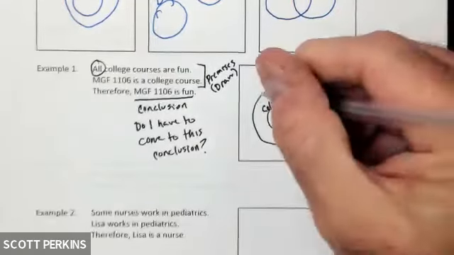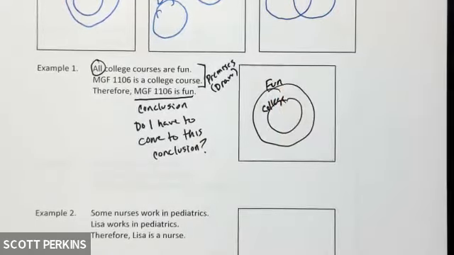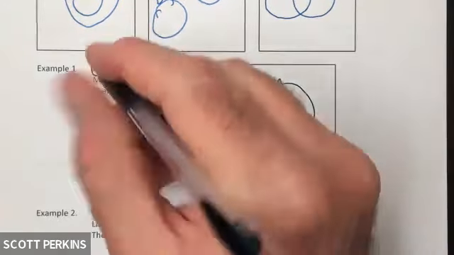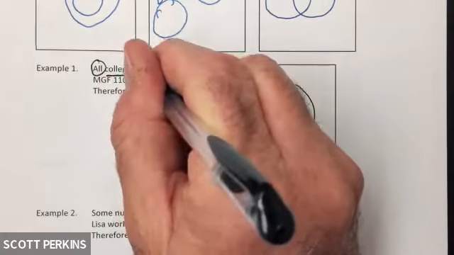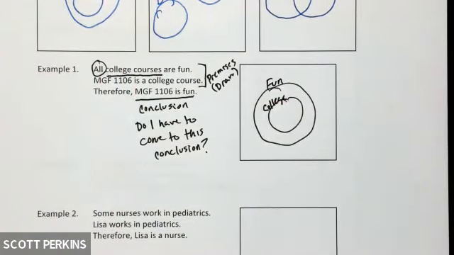Yes, because all college courses are fun, so there are other fun things, but we know that if you're in a college course, you must be having the time of your life. It's fun according to that statement. Okay, so remember, what comes immediately after the all is always going to be the smaller circle. So the college courses is the smaller circle.